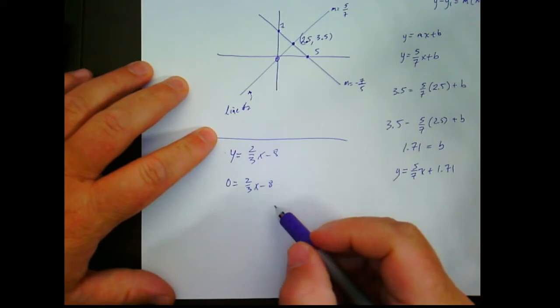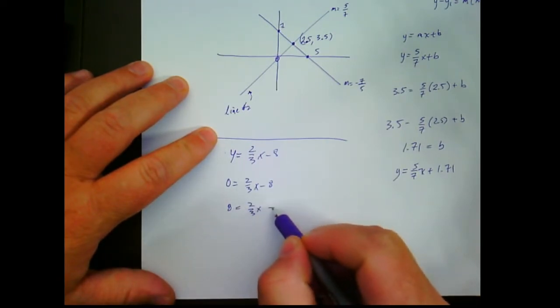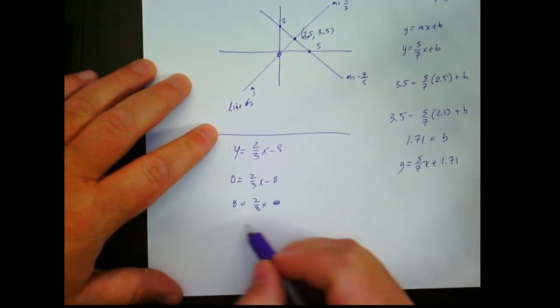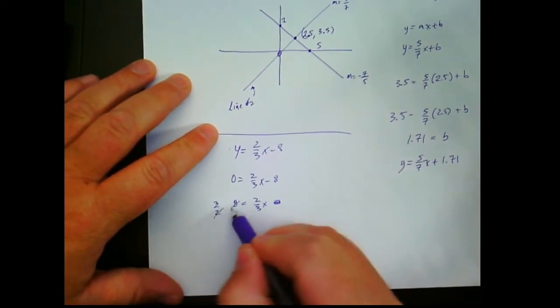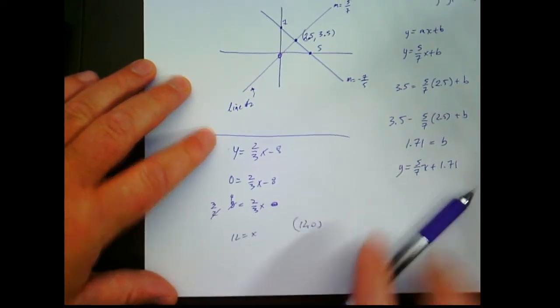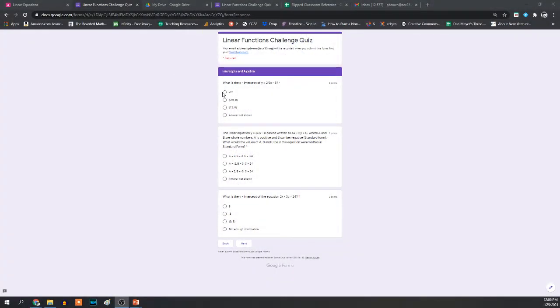So I'm going to add 8 to both sides, right? And that's it right there. Now I'm going to solve for x, so I'm going to multiply by the reciprocal, multiplying both sides by 3 over 2. I am going to reduce, I get 12 equals x, so 12, 0. Let's see if that's one of our possible answers here. Ooh, they got to distract with negative. Oh, yeah, 12, 0. Be careful there.